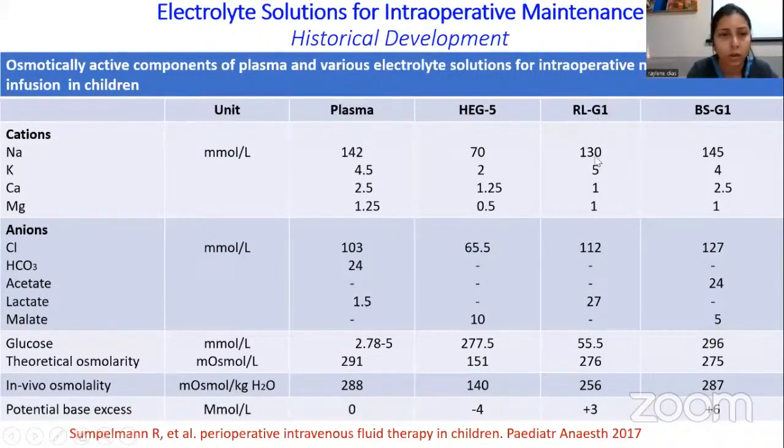So here the sodium is the same, everything is the same as that of Ringer's lactate, except that you have some amount of glucose here. And then you have the 1% electrolyte solution, the balanced salt solution, that is Plasma-Lyte with 1% dextrose. So again, the composition is the same as Plasma-Lyte. It has acetate over here, except that there is some glucose present and it has a positive base excess.